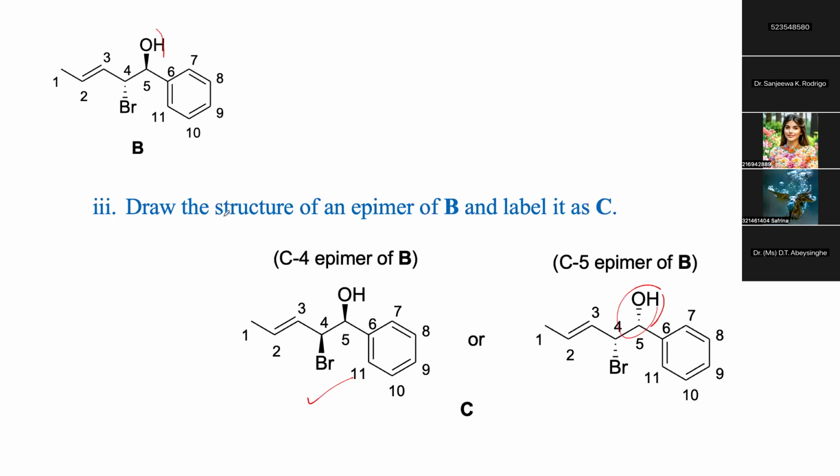So when you compare B and C, these two are epimers, and these also are epimers, because only one stereocenter is changing. If they were enantiomers, all the stereocenters would be inverted, because they are mirror images. But for epimers, the configuration of only one stereocenter changes. So that is the definition of epimers.